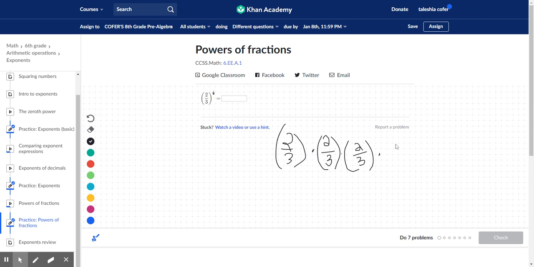I know that 2 times 2 is 4, and 3 times 3 is 9. Over here, I know that 2 times 2 is 4, and 3 times 3 is 9. I still have to multiply these two things together. 4 times 4 is 16, and 9 times 9 is 81. So my answer is 16 over 81.